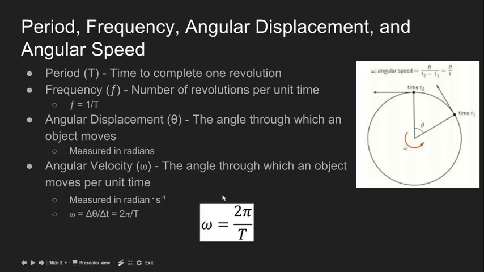So in order to find the angular velocity, use this equation right here, omega equals 2 pi over T, which makes sense if you think about it. The total number of radians in a circle is 2 pi. The period itself is the time to complete one revolution. So in the time that it takes to make one revolution, you're moving 2 pi radians. So in order to find the velocity, you just divide 2 pi radians by T, and you get the angular velocity.